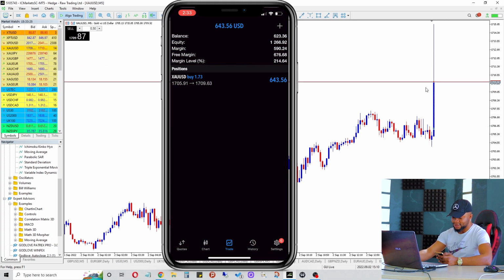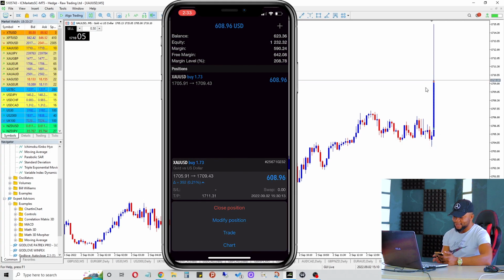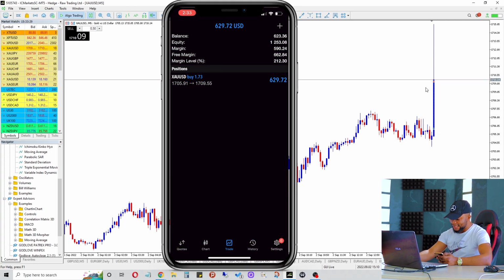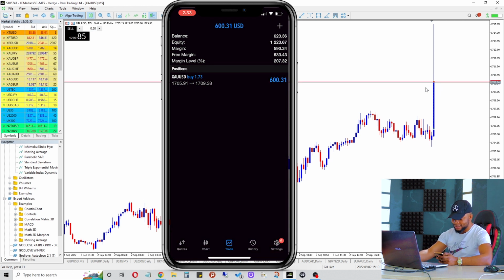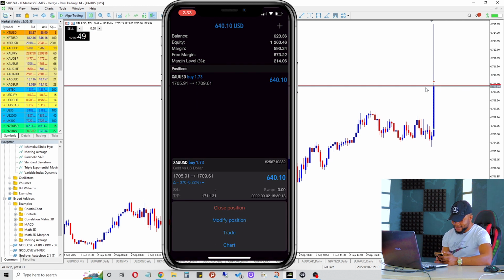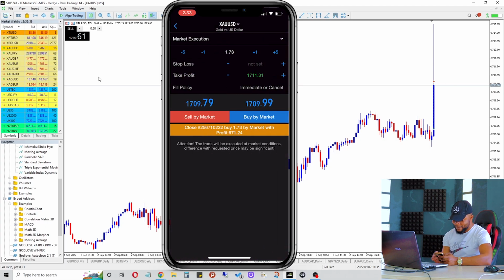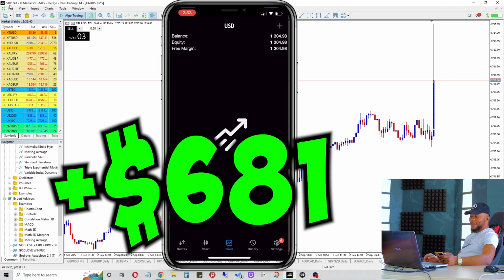I'm going to be getting out of this trade. That's 640 something. Good. It pulled back again. As soon as I see about 600 and something, I'm just going to pull out of this trade. I'm going to pull out. Let's go. Boom. I'm out, guys. Boom. We are done for the day.